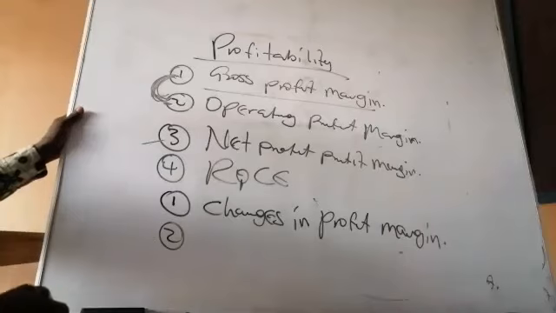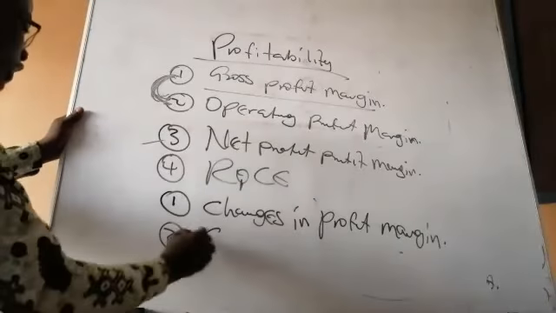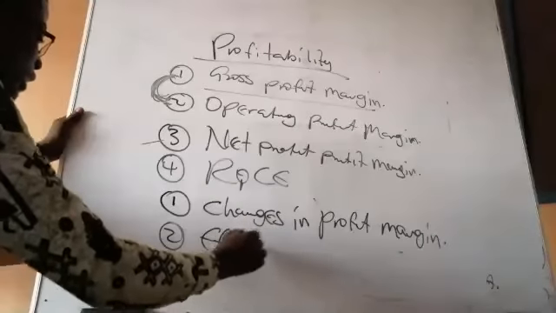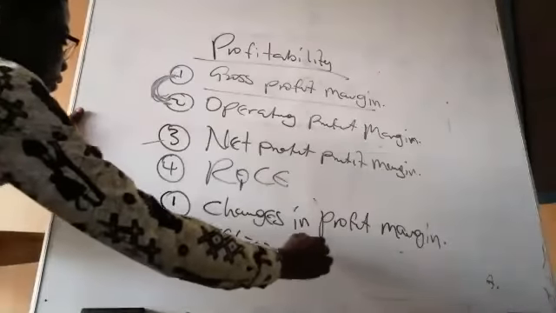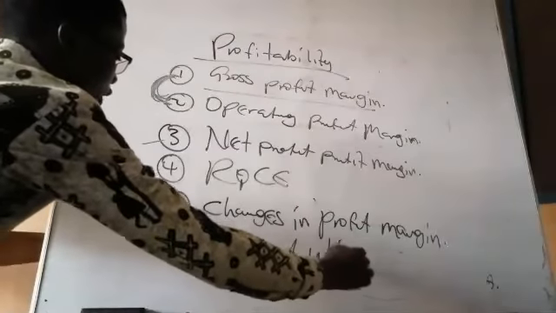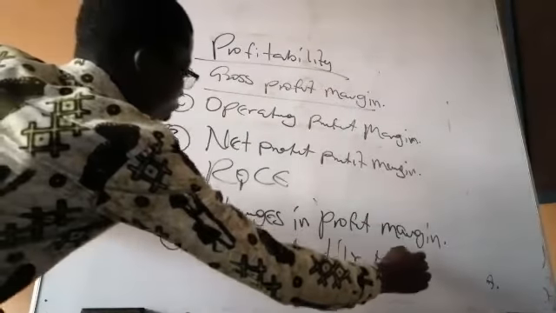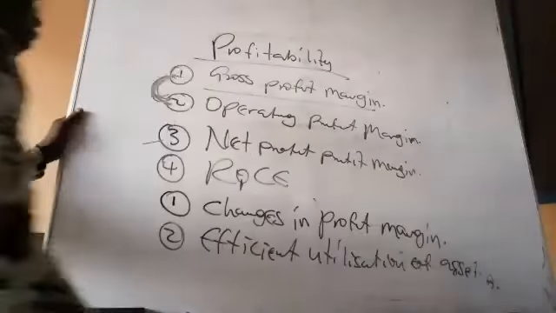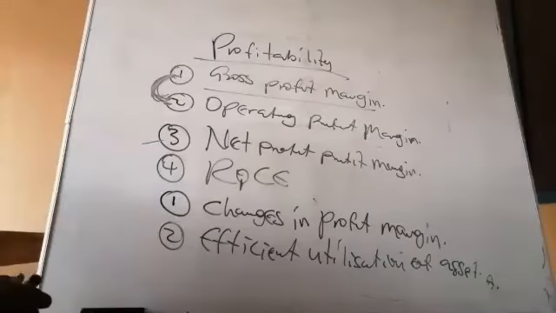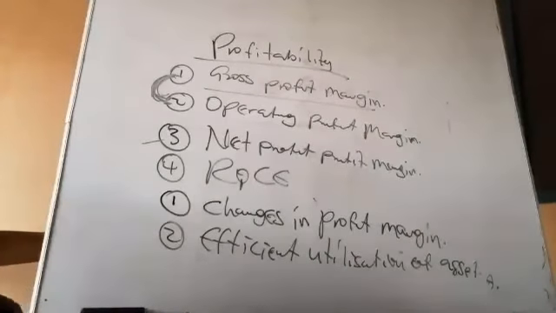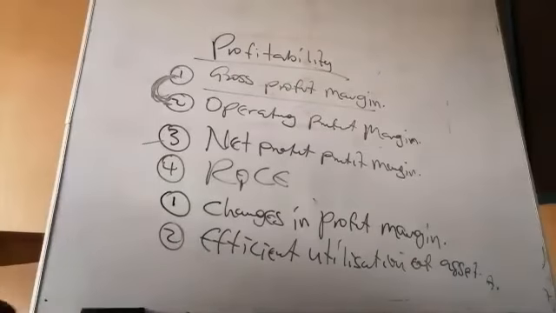Number two, efficient utilization of what? Assets. Efficient utilization of assets. That's all.